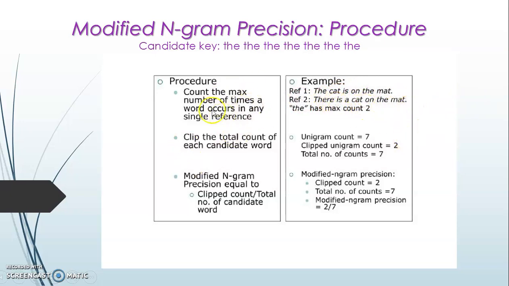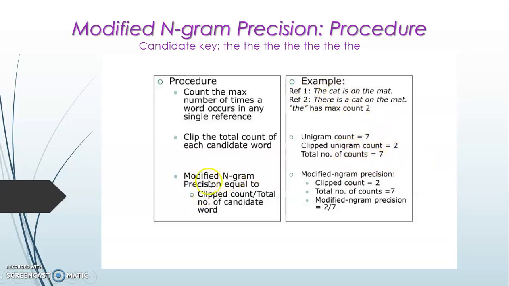So we follow a procedure, that is, count the max number of times a word occurs in any single reference. So we consider reference 1 and we observe that the word "the" has max count 2. Now we clip the total count of each candidate word. We observe that the unigram count is 7, that is, the count of words in the candidate sentence is 7. There are 7 times "the". And the clipped unigram count, that is the maximum number of "the" occurring in the reference 1 sentence, is 2. And we see that the total count is 7.